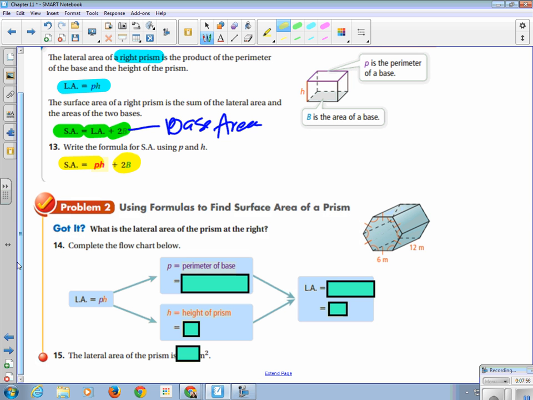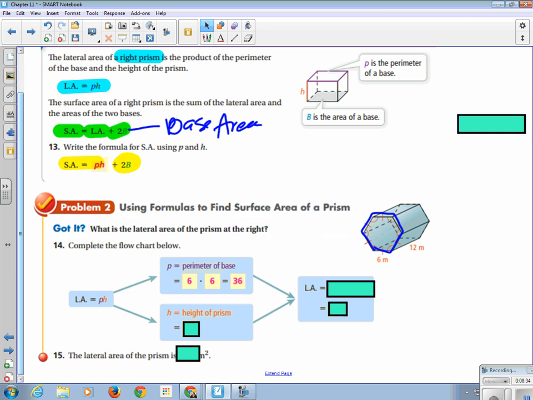All right, so we're going to look at this nice little hexagonal prism here. We want to find the lateral area first because it tells us to find the lateral area. Be careful as you're working that you read the instructions carefully. They're going to shift back and forth between lateral and surface area. So we're going to find the perimeter of our base. That would be 6 plus 6 plus 6 plus 6 plus 6 plus 6, which is equal to 36.